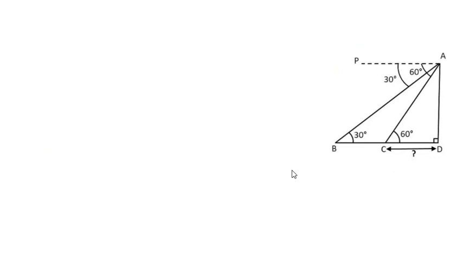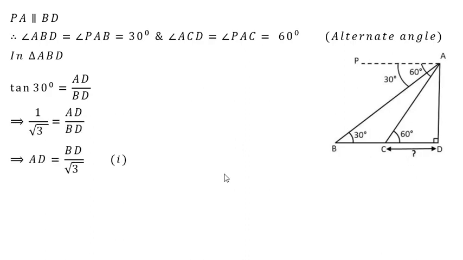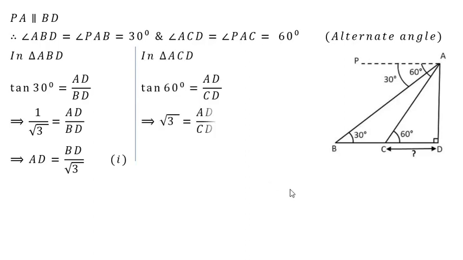After that, PA and BC or BD, they are parallel. Therefore by the alternate angle theorem I will say that angle ABC or ABD is equal to 30 degree and angle ACD is equal to 60 degree. So I have two angles. I will take two triangles and apply tan 30 degree and tan 60 degree. By applying tan 30 degree and tan 60 degree, I will get the value of AD in terms of BD, and I will get AD in terms of CD.